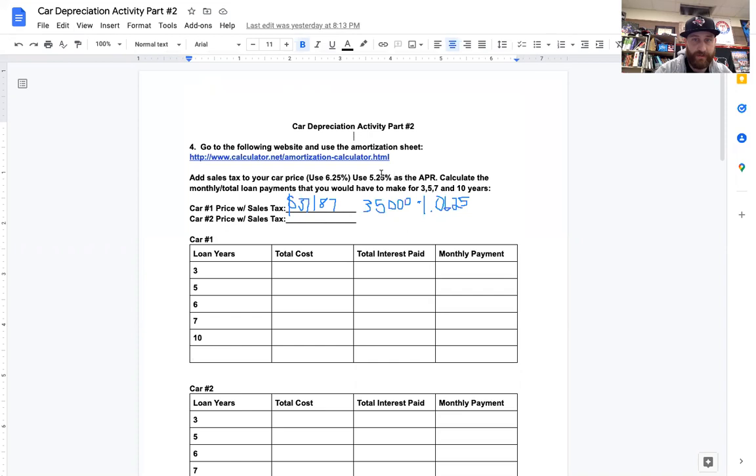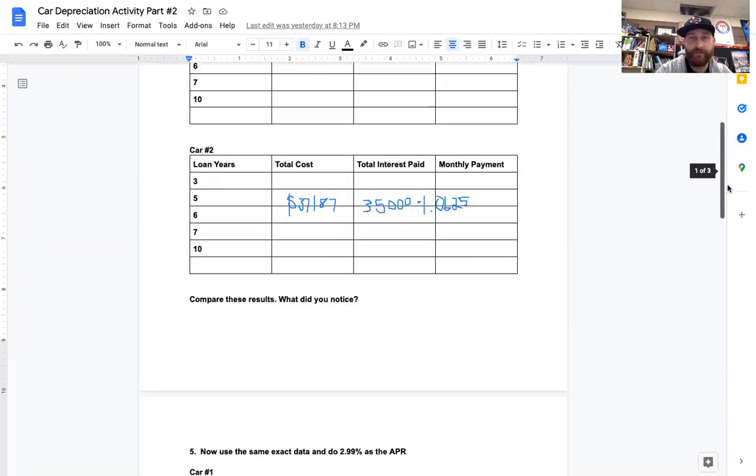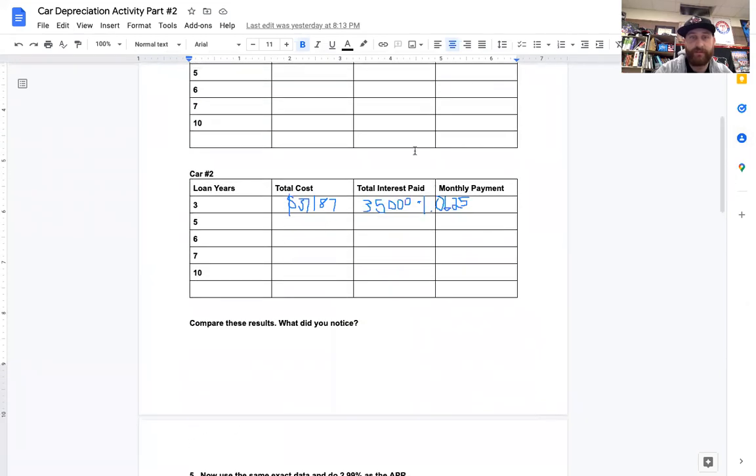So the percent doesn't change, and your amount doesn't change. Your year would just change. And then you do the same thing for card 2. And what I want you guys basically to pay attention to when you're doing this is what's happening with the total cost and the total interest paid, and then the monthly payment, and kind of just describe what's happening and what you guys notice there.